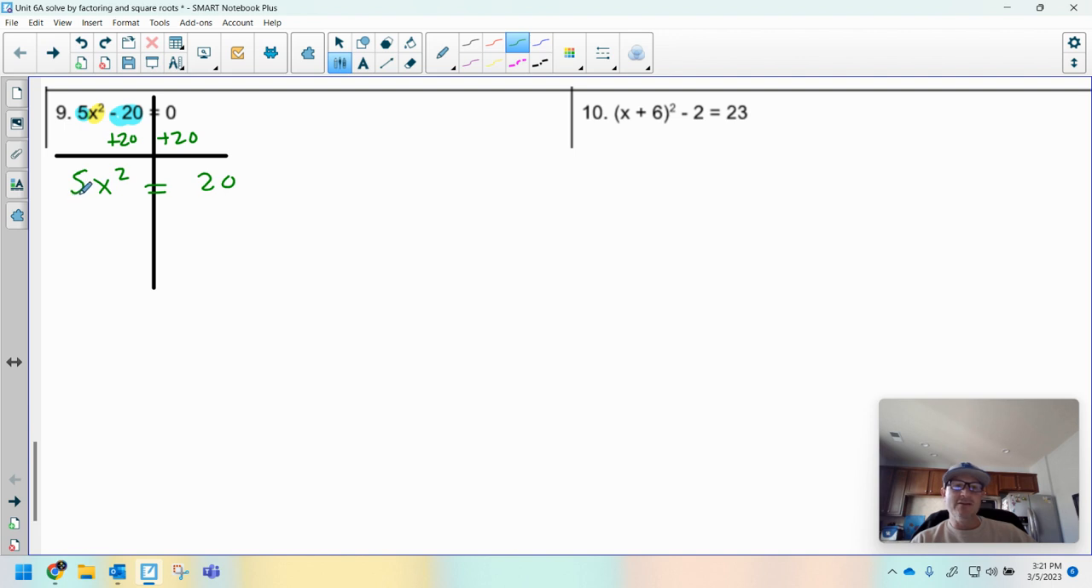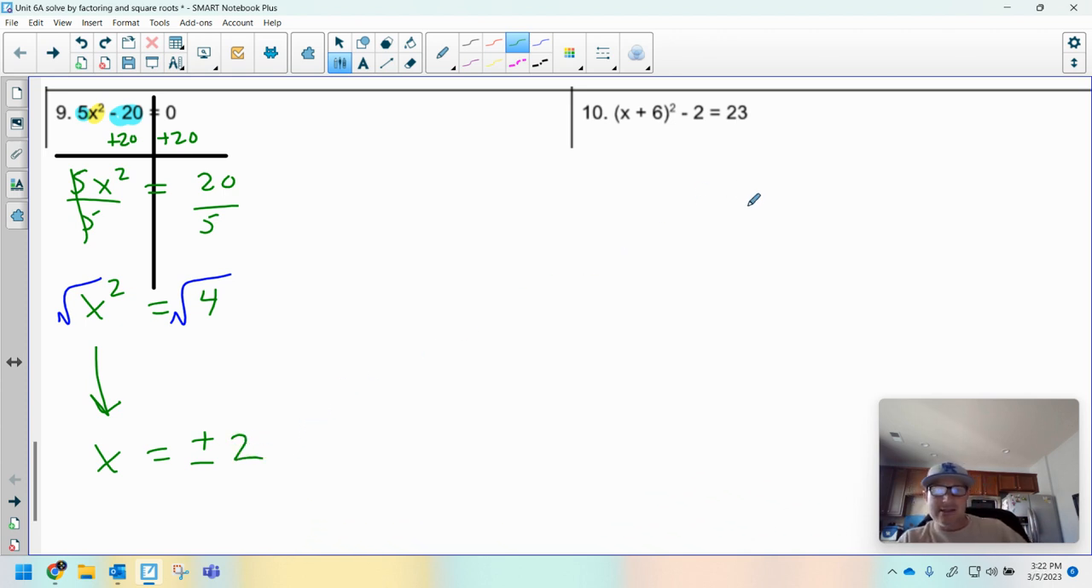Next, we don't want the 5 there anymore because we want the x squared all alone. How do we get rid of the 5? It's connected to the x squared. We divide by 5 on both sides. We get x squared equals 4. I don't want x squared. I want x. How do I get from x squared to x? I take the square root, but what I do to one side, I have to do to the other side, and I get x equals plus or minus 2.